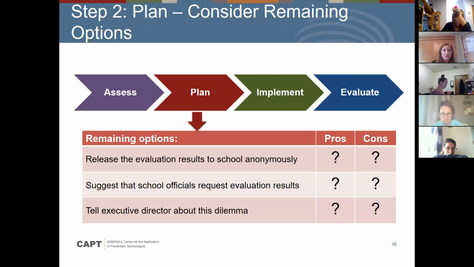It could be release the evaluation results to the school anonymously, suggest that school officials request evaluation results, and then tell the executive director about the dilemma. So what are the pros and cons of the first option, which is to release the evaluation results anonymously to the school committee? Well, he's already told his boss that he's seen the results. So even though it's going to be anonymous to everybody else, it probably isn't going to be anonymous to her. Right. So his job might still be in jeopardy. Absolutely.